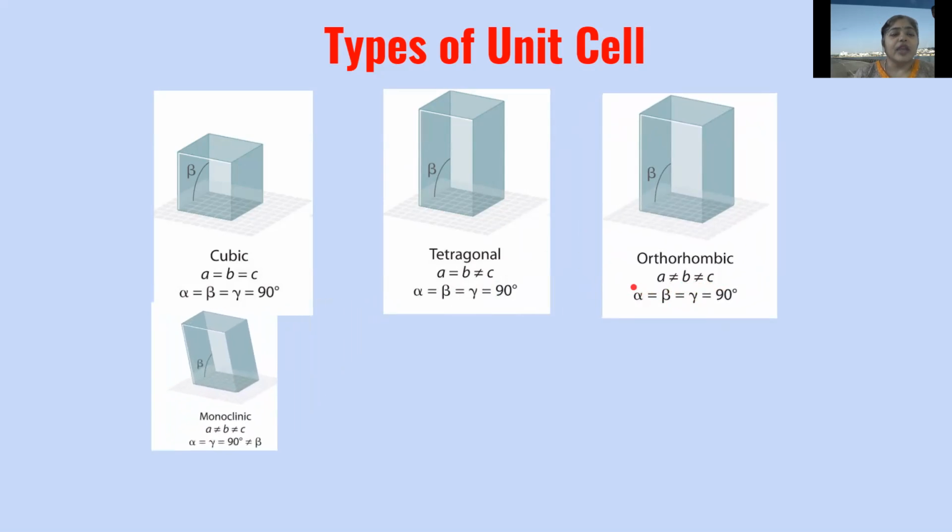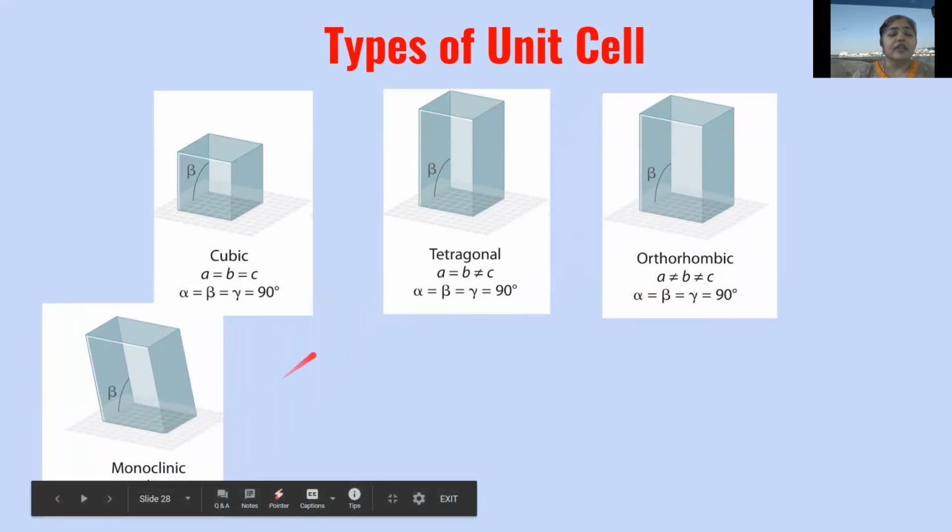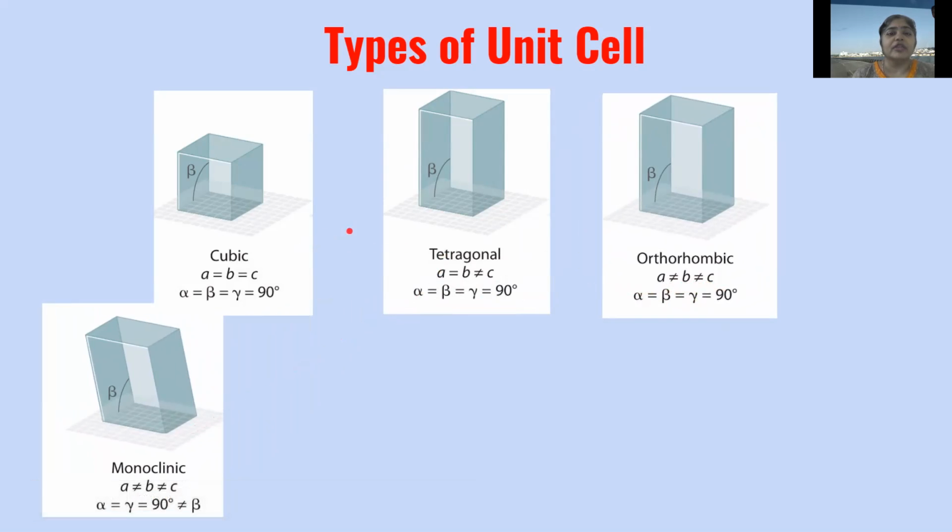Then next, we have what is known as the monoclinic unit cell, where again the edges are not equal to each other. That is, a is not equal to b, is not equal to c. However, out of the three angles, alpha and gamma are equal to 90 degrees, but it is not equal to beta. That is, the beta angle is not equal to 90. Then such a unit cell is said to be of the monoclinic type.